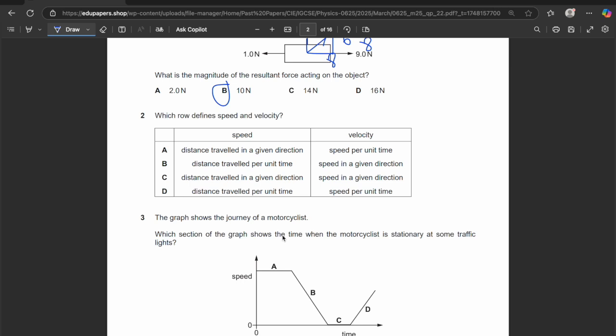Number 2, which rule defines speed and velocity? So A, distance traveled in a given direction, and speed per unit time. Now speed definition, this one is also wrong. This is for acceleration. This is simply displacement. And B, distance traveled per unit time. Well, this is correct. And speed in a given direction. Well, this means velocity has a direction. Velocity is a vector quantity. So B is the correct answer.